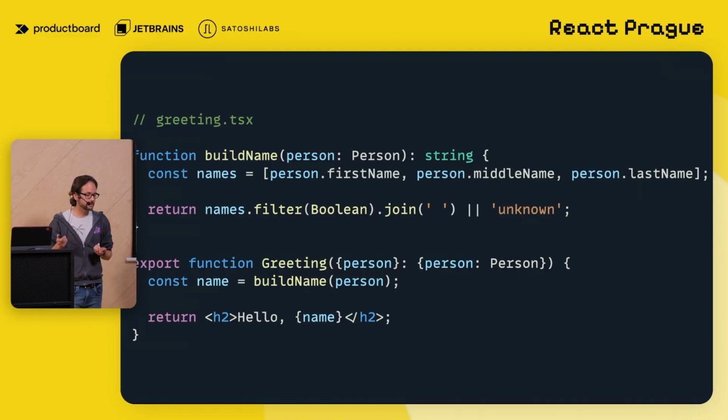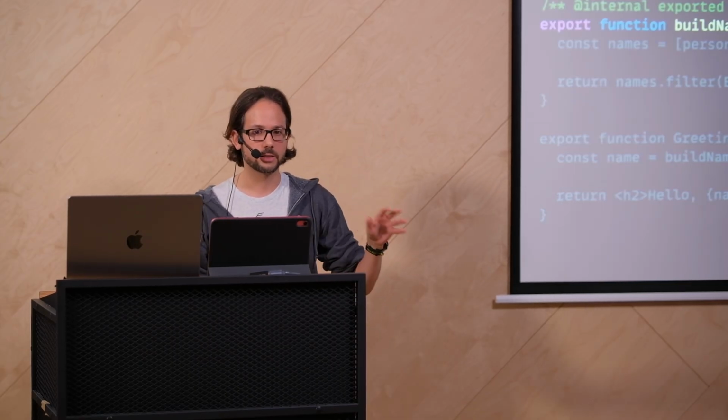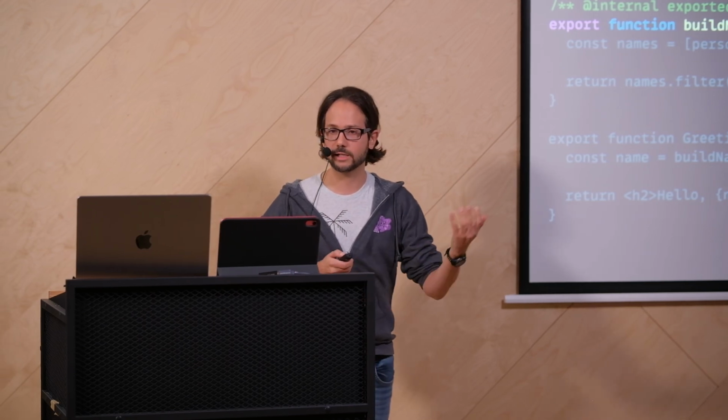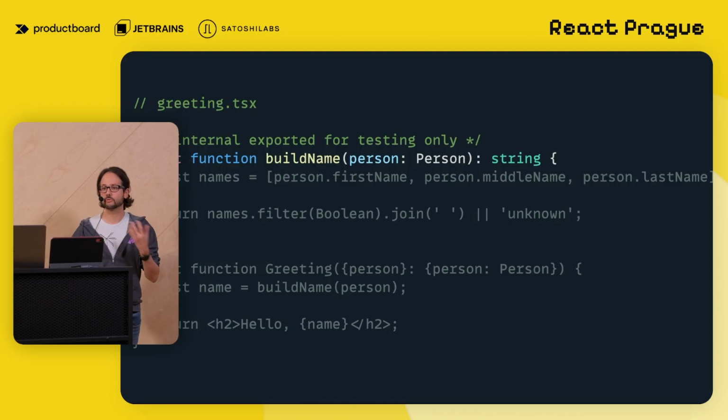I think the best thing we can do here is to not test implementation details, because the build name function is not exported. It's a local file, and we should instead focus our tests on what actually gets exported, which would be this greeting component. But yes, in existing code bases where this has been done a lot, I think this can be quite annoying. So you can also tell Knip to basically shut up by adding another JSDoc tag, @internal, because this will mark the export as not meant for public consumption, but only for internal usages such as tests, and it will not be reported in production mode. It would still be reported in the regular mode.